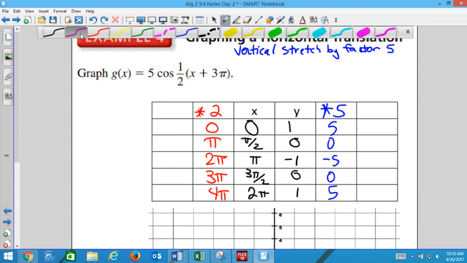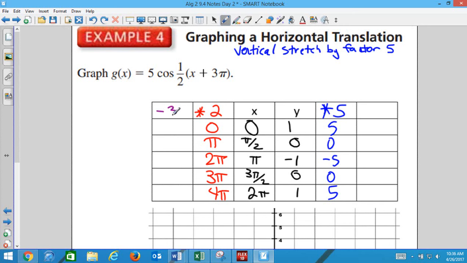And then we have a parenthesis, and inside of the parenthesis is a plus 3 pi. So if it's inside the parenthesis, then it's going to be with the x. And if it's a plus 3 pi inside, what are we actually going to do with the x? We're going to do minus 3 pi, because if it's with the x, it's opposite. Same rules it has been the whole year. So we're going to take away 3 pi from each of my previous x values.